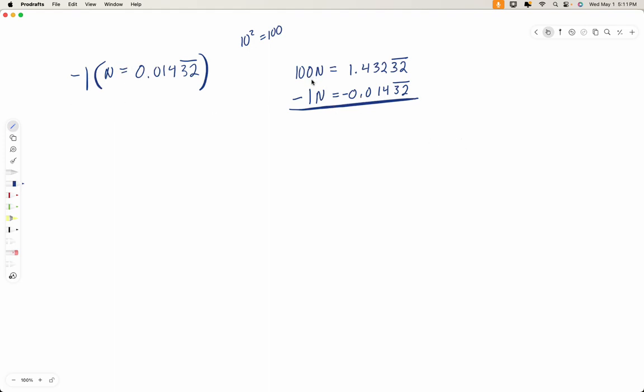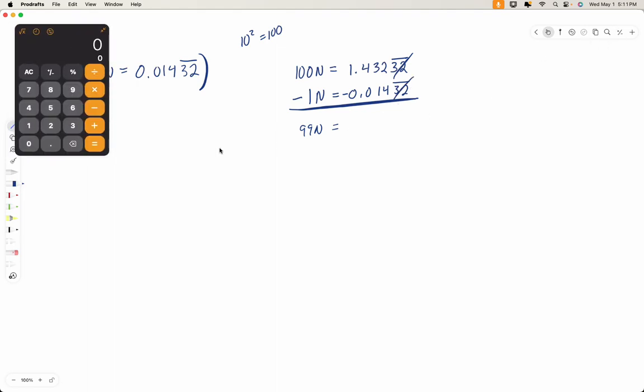Okay, now we're going to subtract: 100 minus 1 is 99n. And then this cancels this because they line up perfectly. Now all we have to do is actually do the math. 1.432 minus 0.014 is 1.418. So 1.418. Now we divide everything by 99.